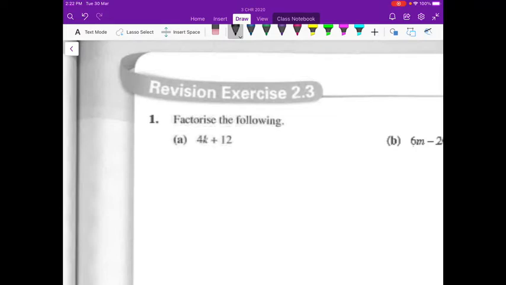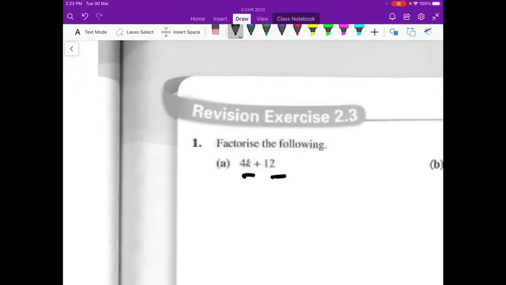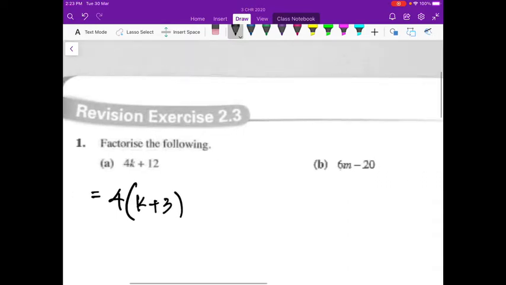Rian, what is the common factor over here? 4x and 12. What is the common factor? 2, 3 or 4? 4. Okay, so 4. And what is next, Shella? K plus 3. Yes. Next, part B.